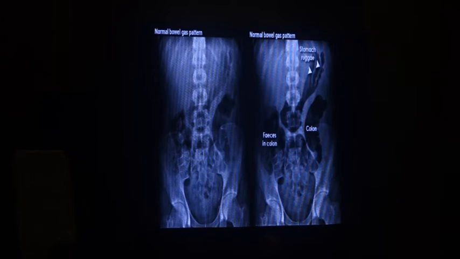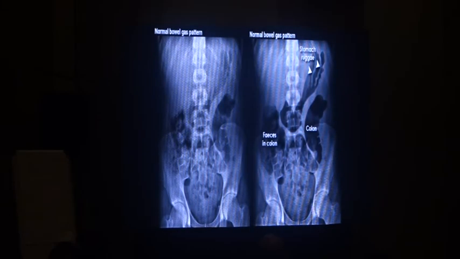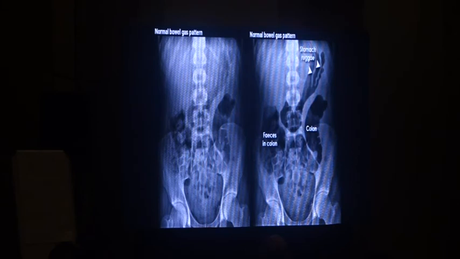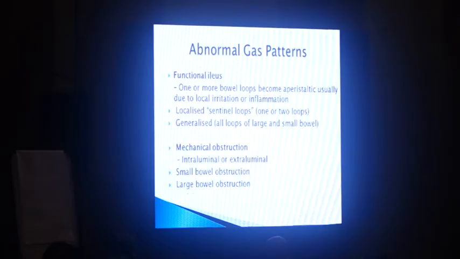Now coming to this slide, what we can see in the uppermost part, in the area of the stomach, is free gas present in the stomach. Then we can see free gas present in the colon, and on the right side some fecalith in the ascending colon. So basically this is a normal bowel gas pattern in the normal skiagram of the abdomen.